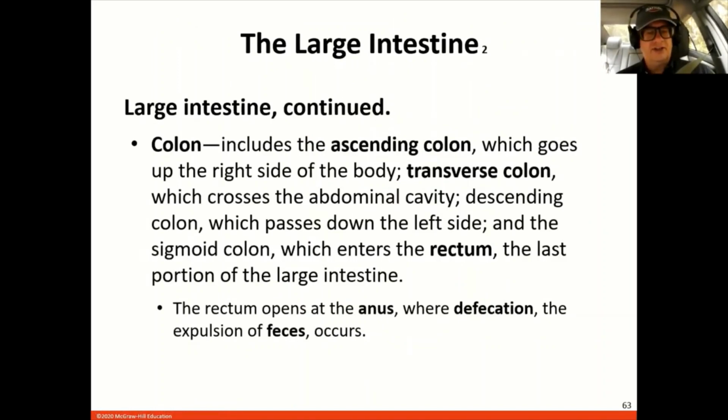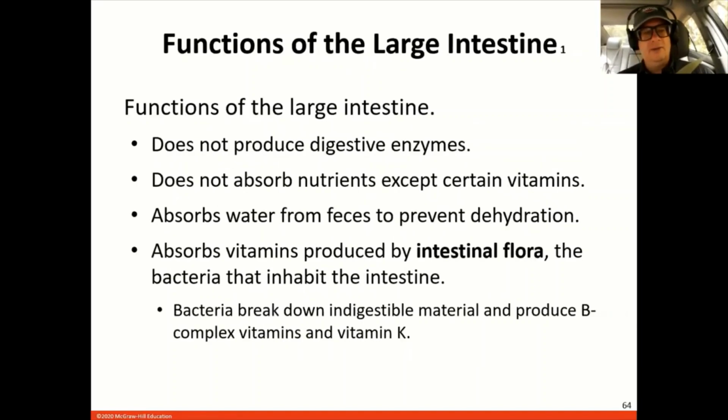So the large intestine, we have an ascending colon, a transverse colon, a descending colon, a sigmoid colon. The rectum, you've seen that. The rectum opens at the anus where there's defecation, the process of getting rid of feces, or let's be blunt, pooping. All right, moving on.